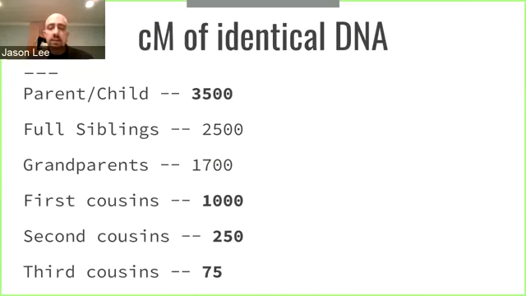These are some numbers that I've found to be helpful. I think they're easy to remember. These numbers are not at the exact midpoint for each of the ranges that you see for each of these relationships. So bear in mind that these are not averages or the middle of the range, but they are easy to remember, and they've served me well, and I think they are fairly representative of what we see with these relationships. So with parent-child relationships, you see about 3,500 Centimorgans. With full siblings, 2,500, grandparents, 1,700, first cousins, 1,000, and so on.